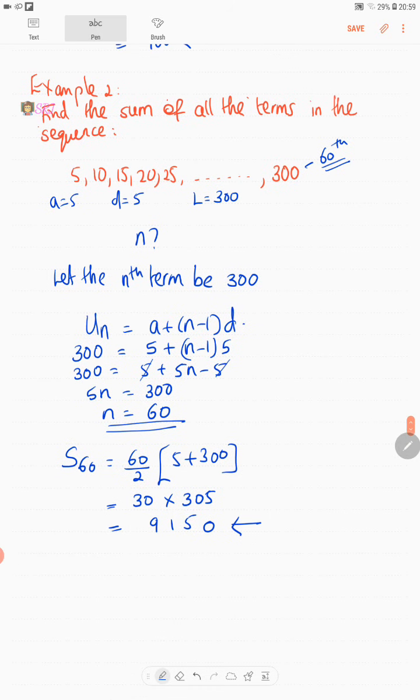So here, first of all, we have to find the number of terms. So we let Un is equal to 300, and then we obtain n as 60. We know that there are 60 terms in the sequence, and we apply the first formula, where we can use the last term.